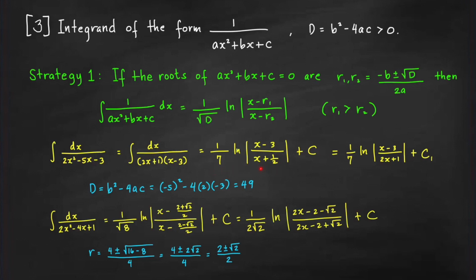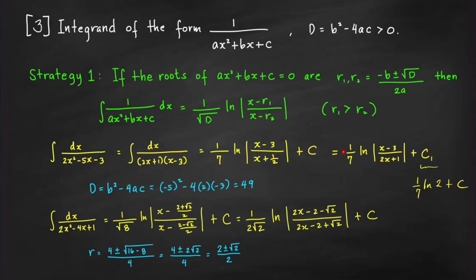Actually, we can write this expression as 1 over 7 ln of the absolute value of x minus 3 all over 2x plus 1. It's like multiplying this denominator by 2. But of course, we have here a constant which is different from this constant c. So here we have this c sub 1 as 1 over 7 ln of 2 plus c. And if you use the property of ln, this is 1 over 7 times ln of this expression plus ln 2. So it will be ln of the product, and you'll get the denominator, which is x plus 1 half.